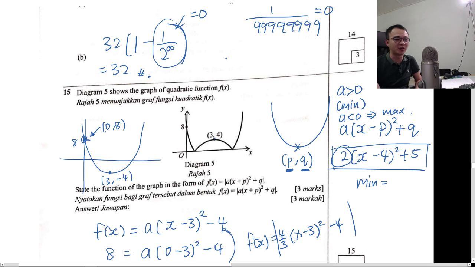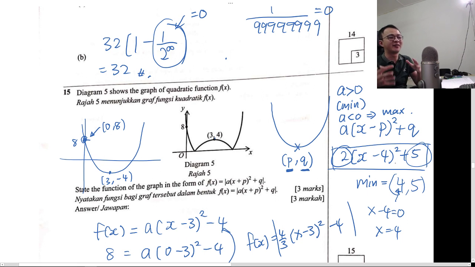You should know this from earlier topics. So what are my coordinates? My x coordinate comes from inside the bracket. Inside the bracket, you just copy x minus 4 and make it equal to 0. Then you get x equals 4. And my minimum y coordinate is just outside the bracket, 5. So this is how we get the values from completing the square, and at the same time this is how I get my value here. I hope you can understand.